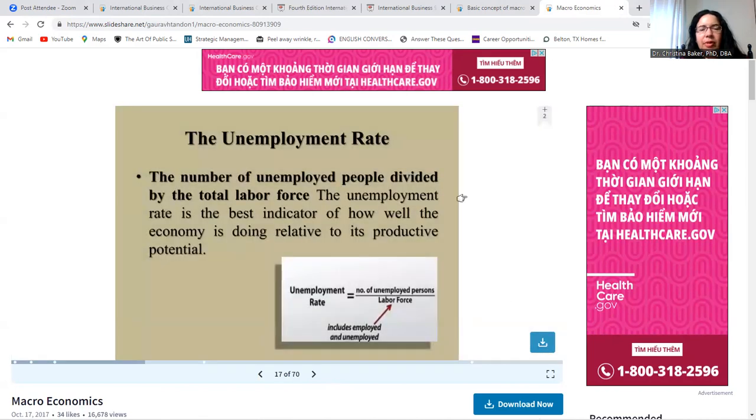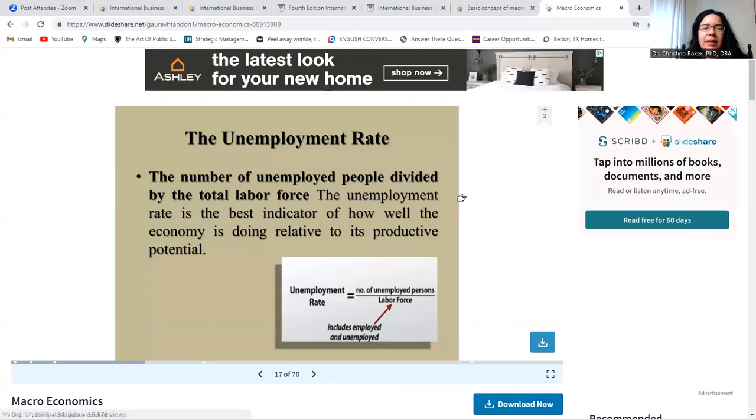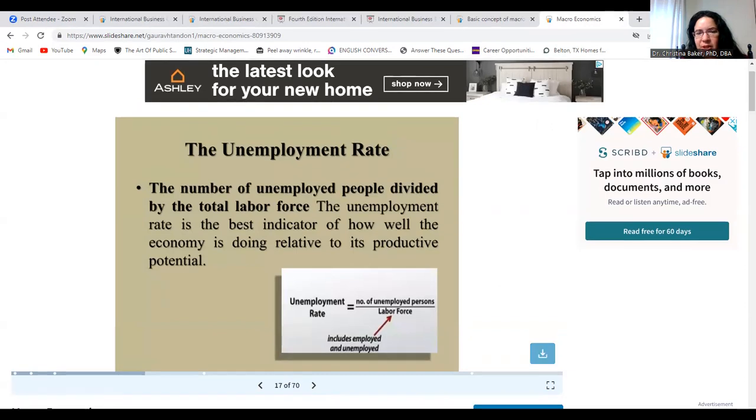Unemployment rate: the number of unemployed people divided by the total labor force. The unemployment rate is the best indicator of how well the economy is doing relative to its productive potential.